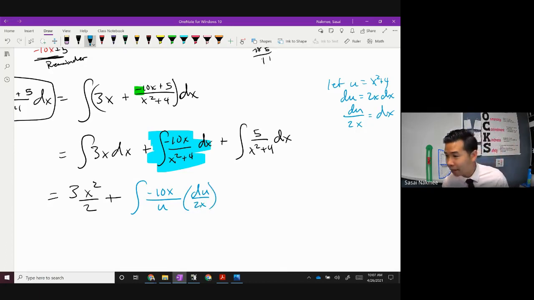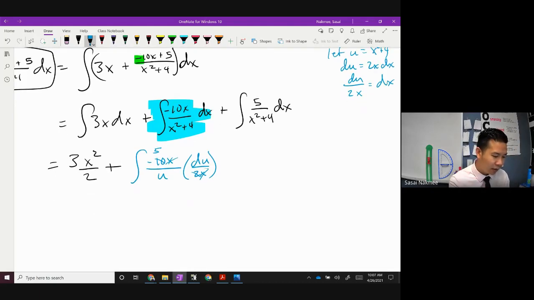So what's going to happen here is the 10 and the 2 is going to reduce down to a 5, and then the x's will cancel out. So when I do that integral, there's a minus sign right there. This is going to become minus 5 times the integral of du over u. Okay, so that's that one. That's what that one's going to become. Let's do the next one over here.